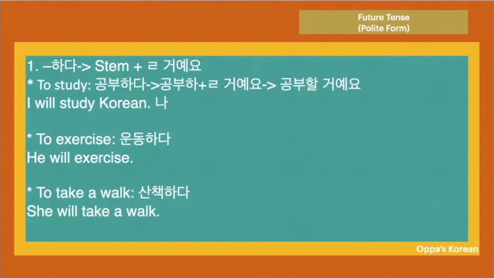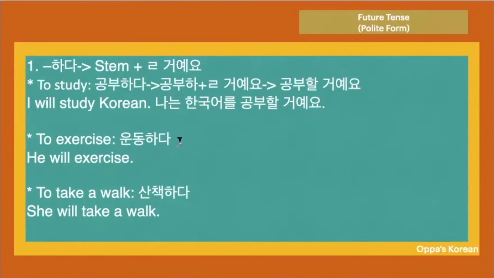나, I, and subject marker 는. Korean is 한국어. 한국어 is an object in this sentence, so you put an object marker, 한국어를. We'll study, 공부할 거예요.